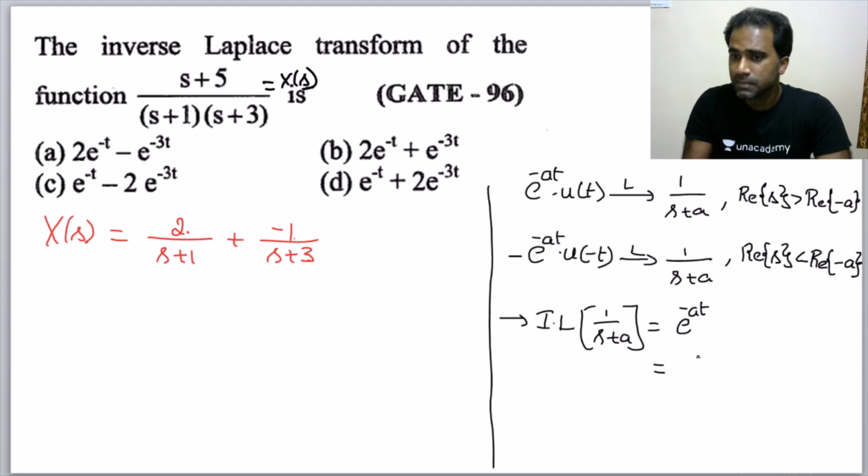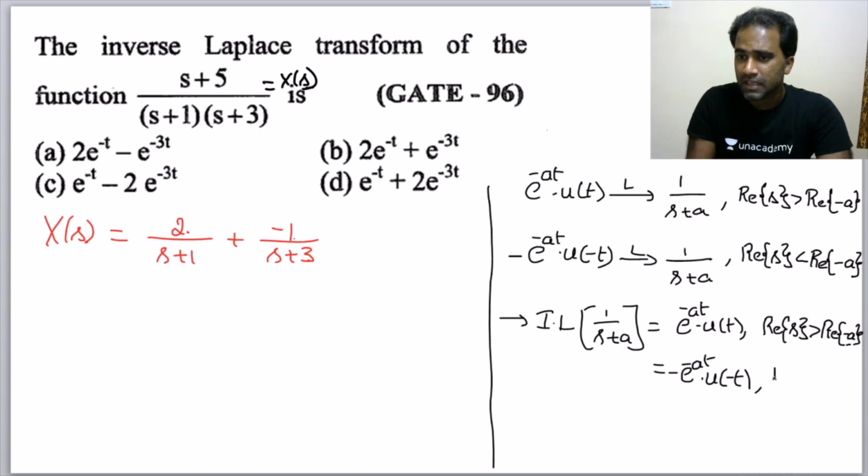So the answer is e power minus at multiplied with u of t if ROC is real part of s greater than real part of minus a. Similarly, instead of u of t, replace it with minus u of minus t if the ROC is real part of s less than real part of minus a. Okay, right. So understand it carefully.